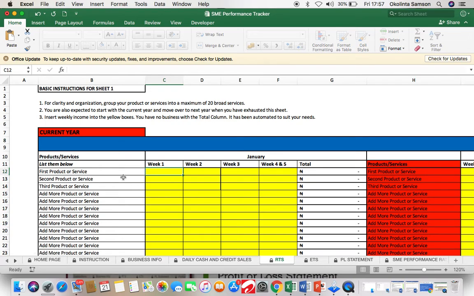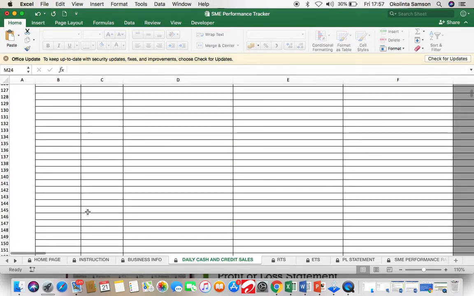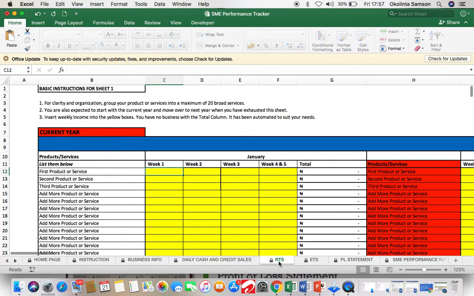Even if you sell up to 50, you can divide them, because this shows your broad services or products. So you don't really have to put them together. In this part, you can include as many as you want. You can even set them as many, because you have so many cells. But here you are only limited to about 20 cells, so you can group them together.